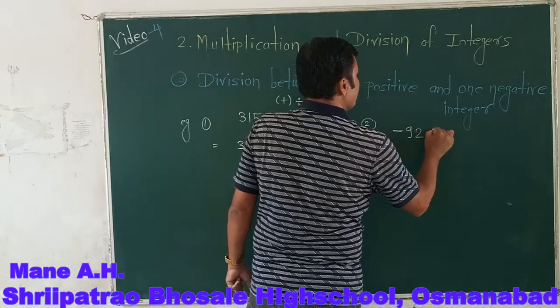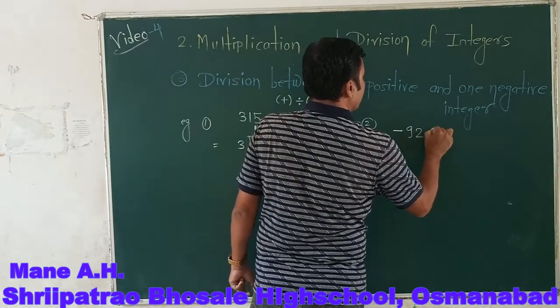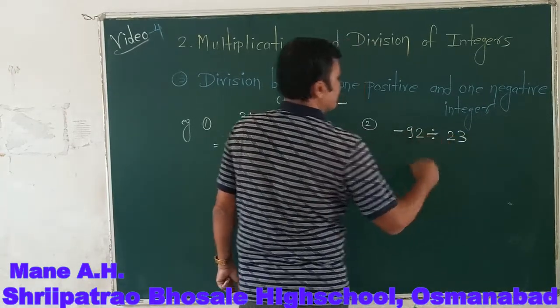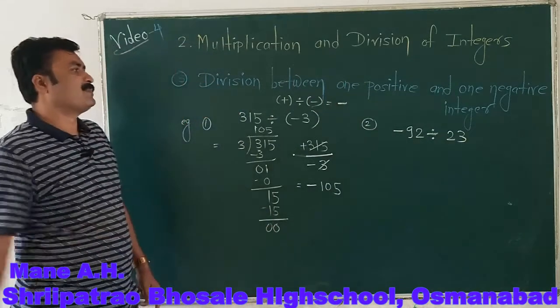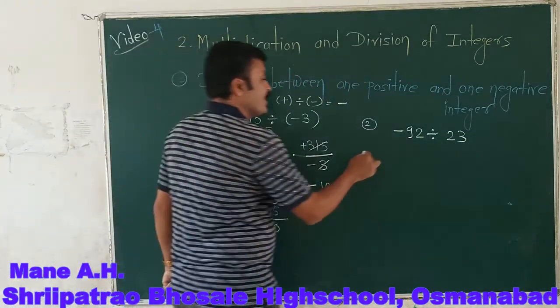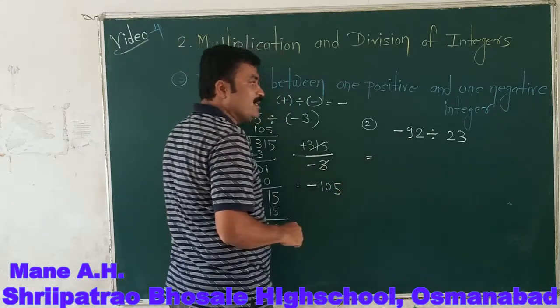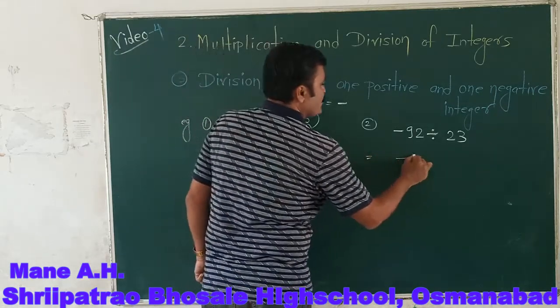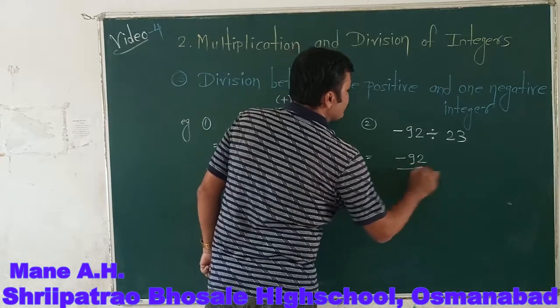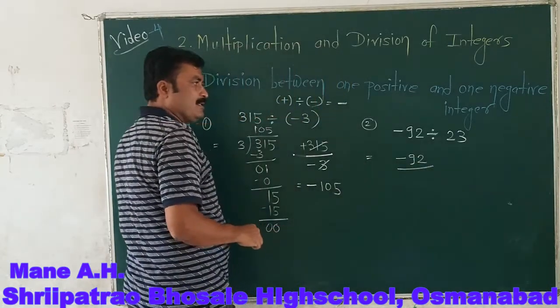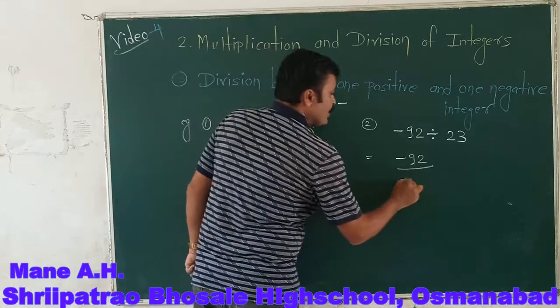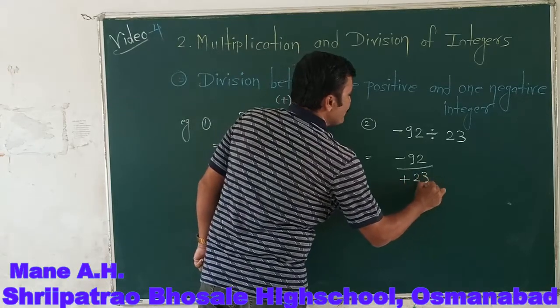-92 divided by 23. Somewhat simple example that I want to take. So here, while taking the division between these two integers, -92, this is a negative integer, and 23, this is a positive integer.